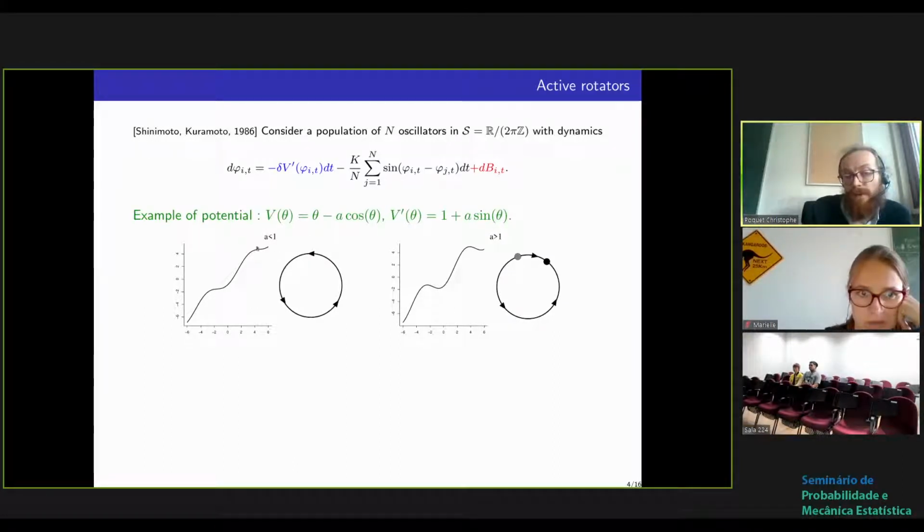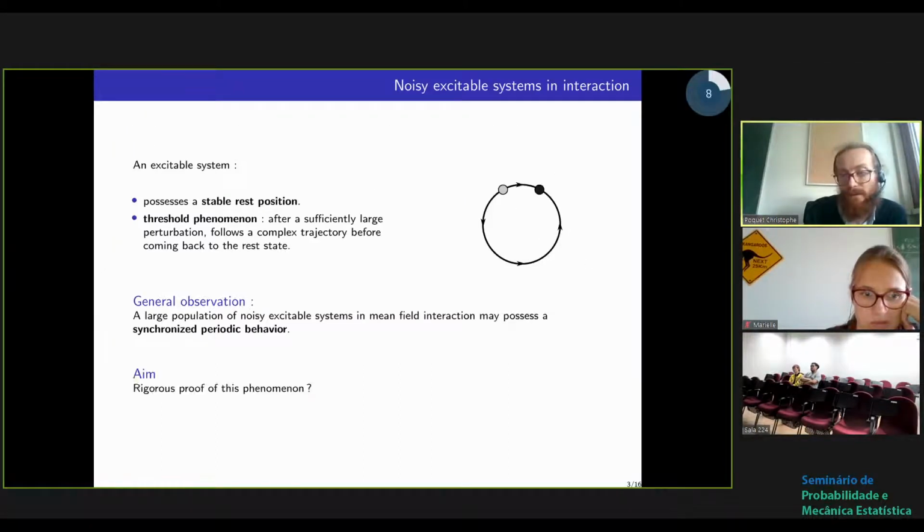If you take a strictly positive but smaller than 1, then you have this kind of shape here, and you don't have any fixed point for the dynamics. Here I'm just looking at the dynamics given by the potential, so it means that theta dot equals minus V prime of theta. If you forget the other two terms and just take this one, for a smaller than 1, you don't have any fixed point. But if you take a larger than 1, you have two fixed points, a stable one and an unstable one. So you are exactly in the same situation as before.